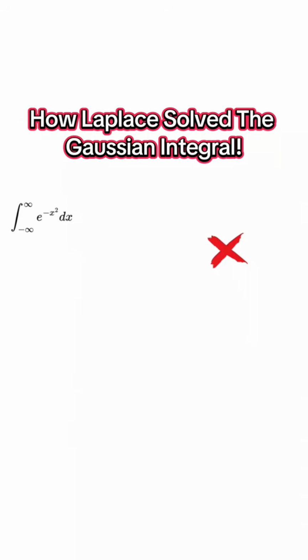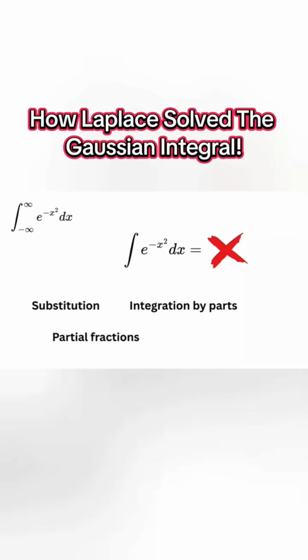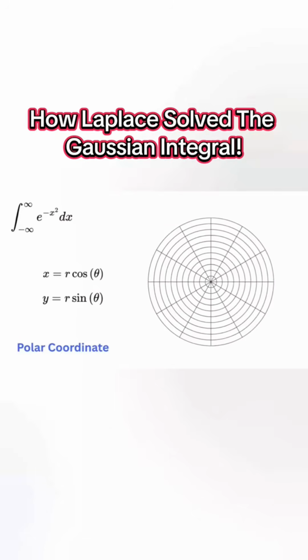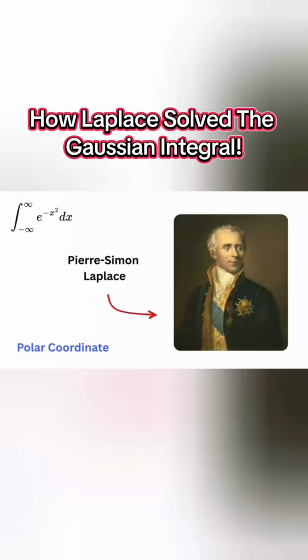The surprising thing is that nobody has found an elementary integral formula for e raised to minus x squared. So the usual integration techniques, such as substitution, integration by parts, and partial fractions, do not work here. Most textbooks solve this problem using polar coordinates. However, long before that method became popular, Pierre-Simon Laplace discovered a beautiful solution that avoids polar coordinates completely. Let us see how he solved it.